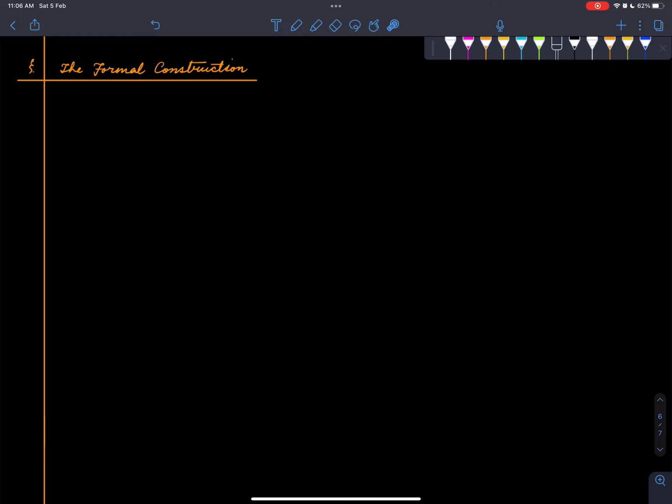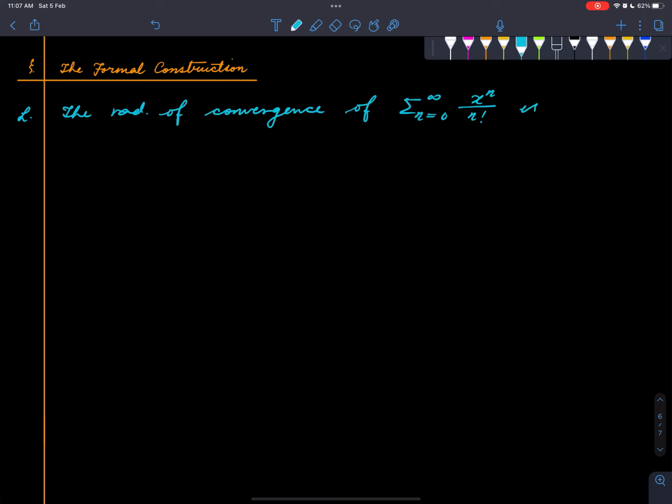All right, so here is the formalism. Lemma: the radius of convergence of this series, x to the n upon n factorial, is infinite. So we'll use the ratio test. We have the lim sup.